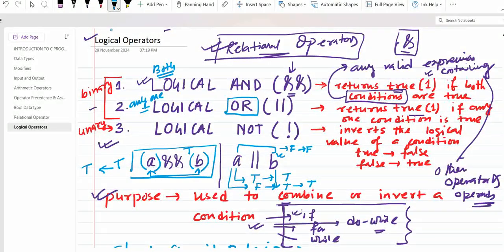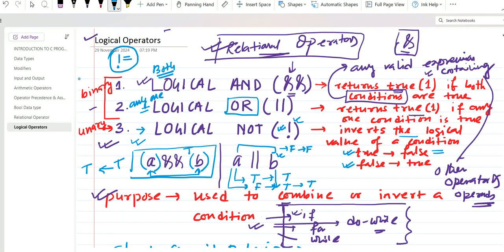And at last we have the logical NOT operator, which we have already seen in the relational operator not equal to. We wrote it like this without any space. Now here only the exclamation symbol we are going to consider, and it inverts the logical value of a condition, meaning it is used to revert the decision. True will become false and false will become true. Out of these three, the first two are binary operators, meaning they need two operands. Here the operands will be in the form of conditions, and the last one can work with only one operand, that is only one condition.